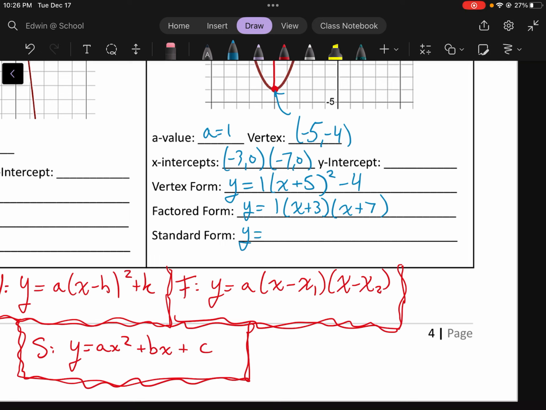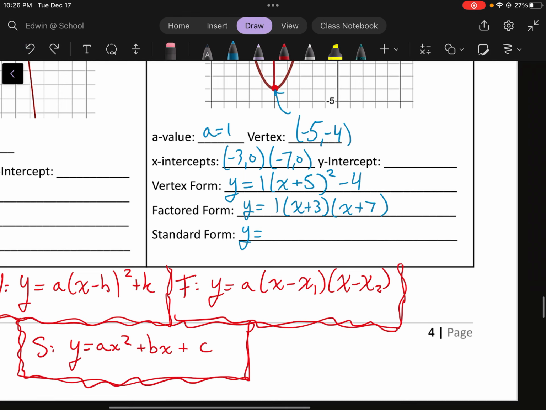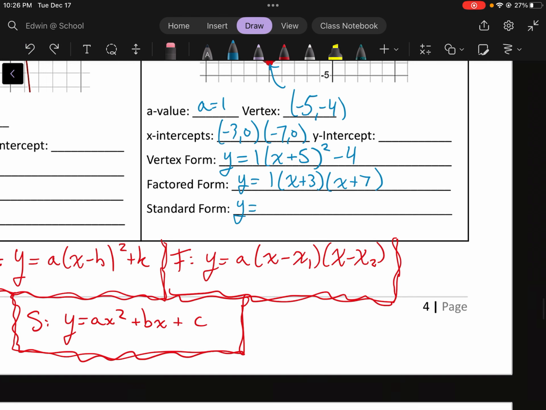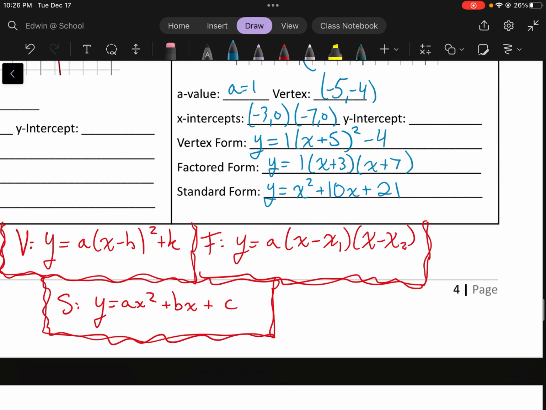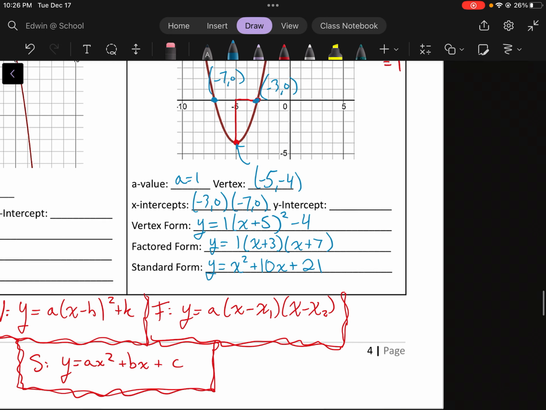Finally, the last step is to FOIL. So we would have taken factored form and we would have FOILed it out. FOILed is multiplying like this with those lines. And I'm just going to skip a step so that I show you guys what the equation is. But if you FOIL correctly, then you should get this after combining like terms: 21. So x squared plus 10x plus 21.